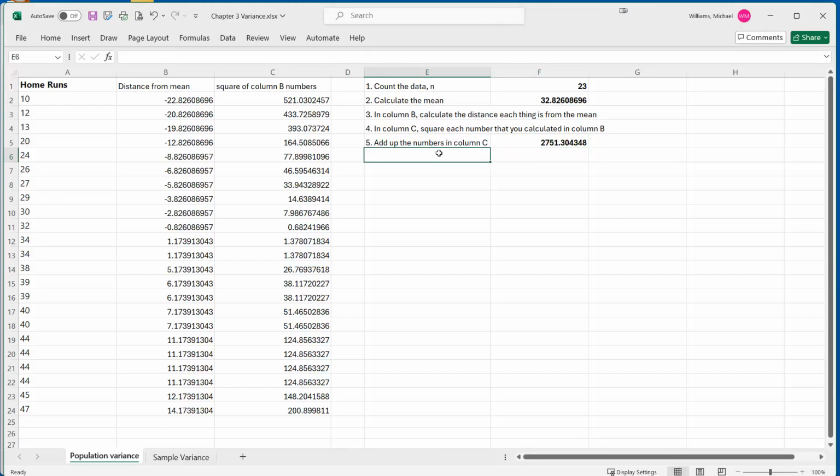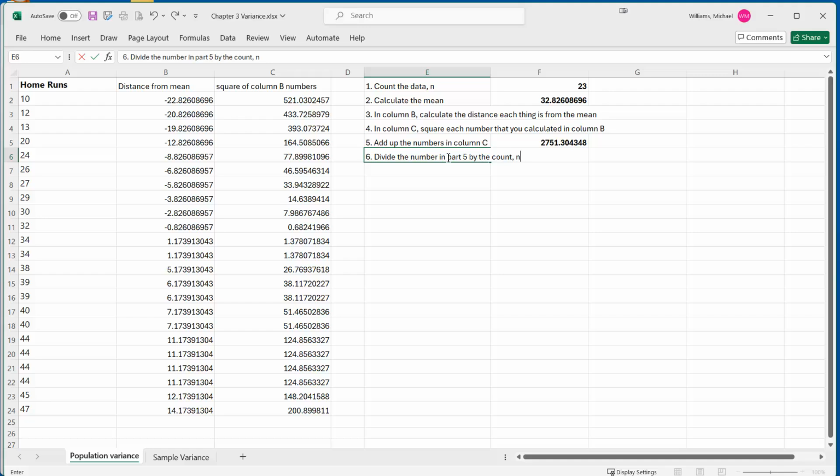What do we have to do now? Divide the number. Hey, did you hear my phone going off? Sorry, I had to pause. I put the phone on silent now. Anyway, divide the number in 5 by the count.